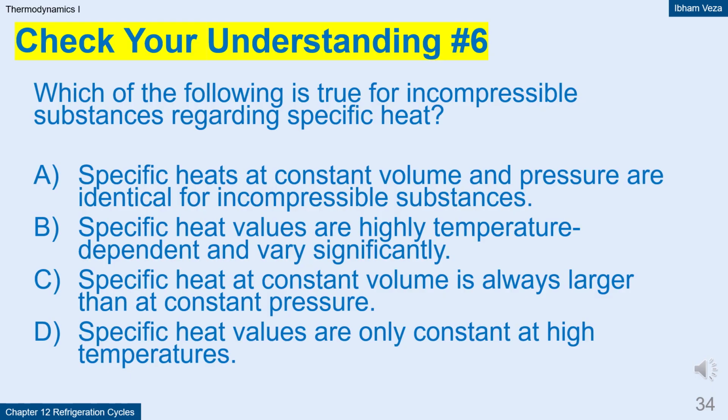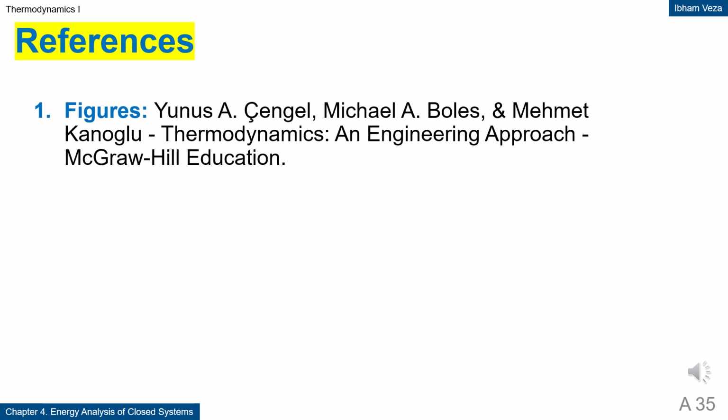References. This section shows the main sources of figures and concepts used in the material. The primary reference comes from the Thermodynamics textbook by Çengel, Boles, and Kanoğlu. This book is one of the international standard references in engineering thermodynamics. Using a strong reference ensures consistency of concepts and notation. It also makes it easier for students to study further from the same source.